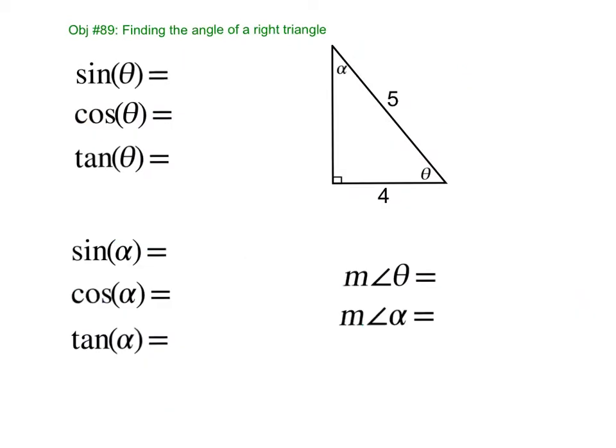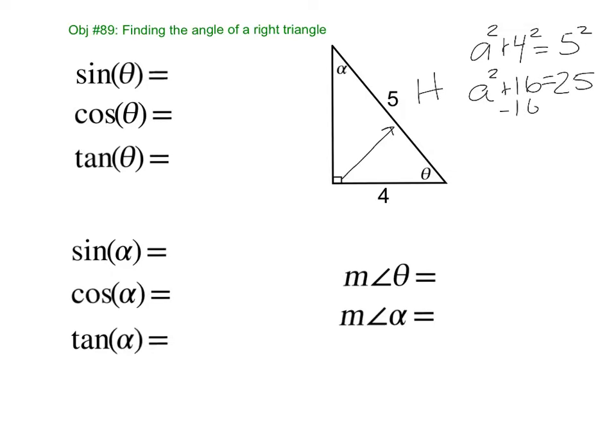All right. Pause the video. Try this on your own. So if I have a 4 there, a 5, I need to do Pythagorean theorem to find my missing side. So this is your h, remember that. So we need to do a squared plus 4 squared equals 5 squared. A squared plus 16 equals 25, minus 16 on both sides. A squared equals 9, so A is 3.